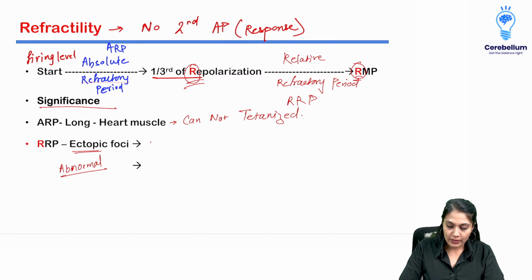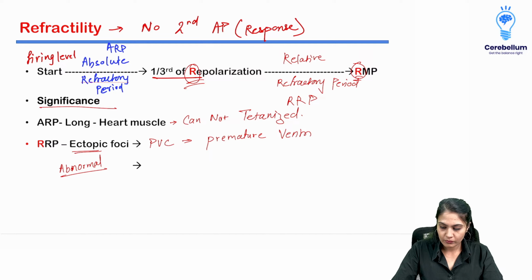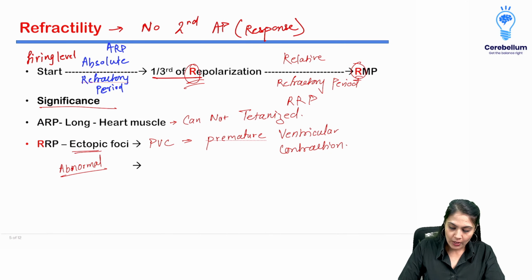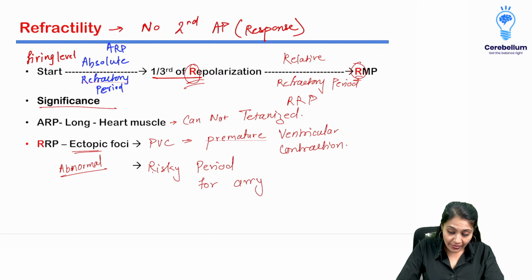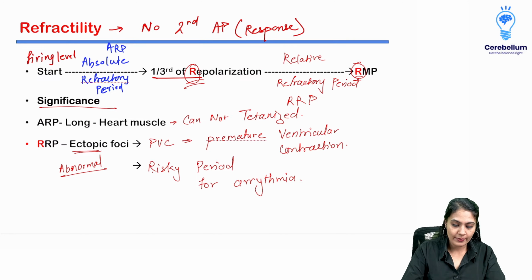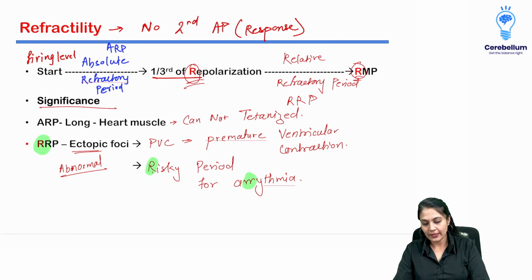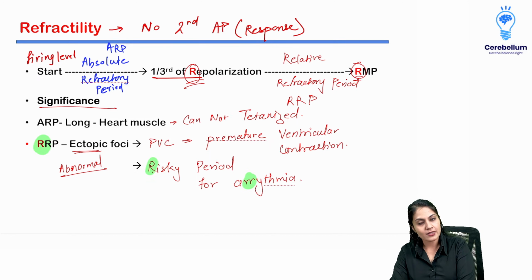And please remember that this condition is known as premature ventricular contraction, and that can lead to, if they ask the most risky period for arrhythmia, so see, RR is coming now. The risky period for arrhythmia is going to be RRP. It cannot be ARP, right? So the most risky period for arrhythmias in the heart is going to be the RRP, right?